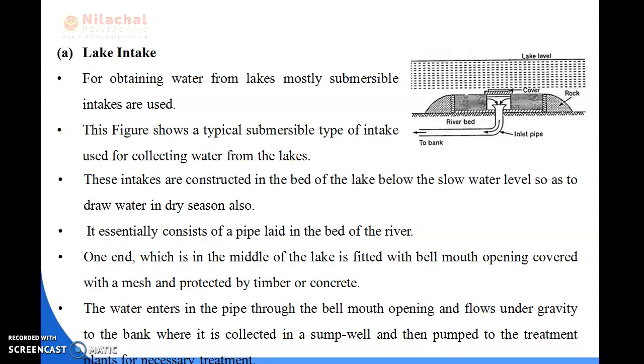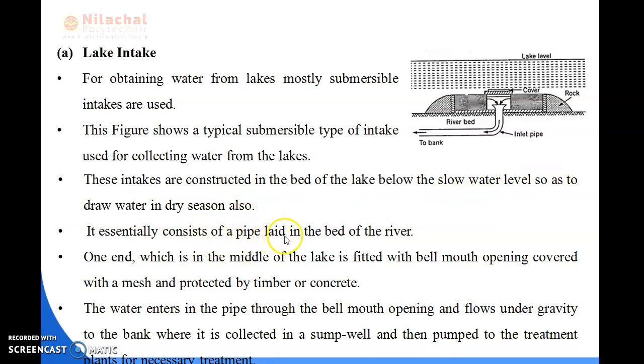So what do we mean by lake intake? You can see the diagram here. The lake intake is one type of intake where the intake is submerged. For obtaining water from lakes, mostly submersible intakes are used, and this figure shows a typical submersible intake used for collecting water from lakes. These intakes are constructed in the bed of the lake, below the low water level, so as to draw water in the dry season also.